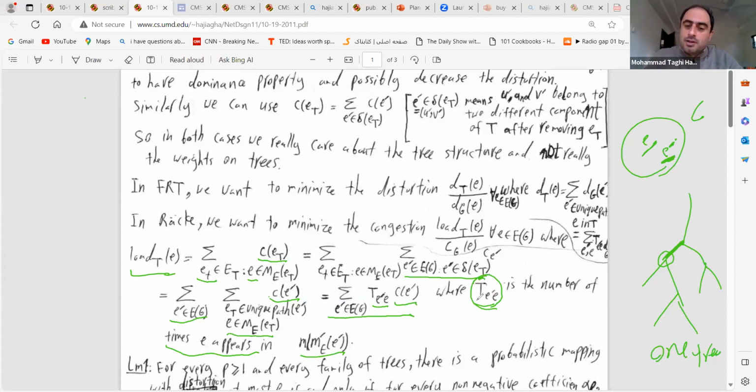This is important. Now let's consider the case that here, instead of one tree, we have several trees. And the simplest case, the most interesting case, or easier to understand, is that each of them is a subtree of the original graph.